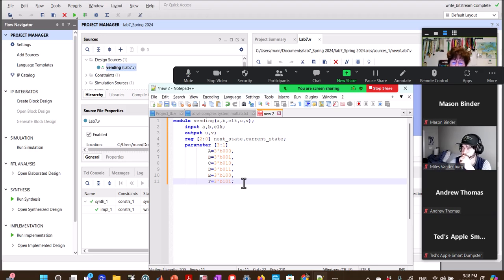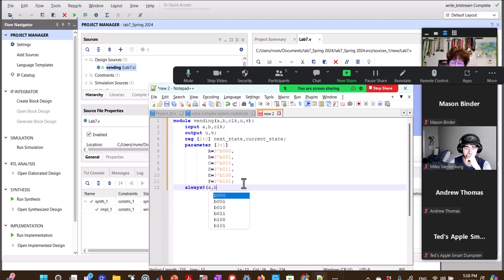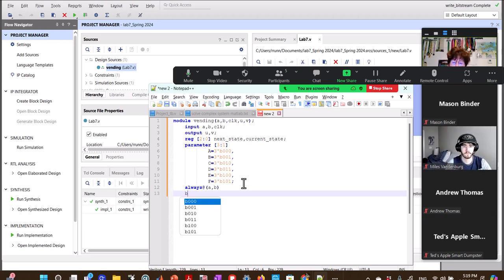All right, so I've done that, and then the next thing I need to do is figure out how to advance my states. So always at, and I'm going to want this always block to run anytime I have a change in my inputs, A or B, except for my clock. And I'm really only going to have in this always block a single case statement, so I don't really need a begin and an end, but I'll put them in there anyway.